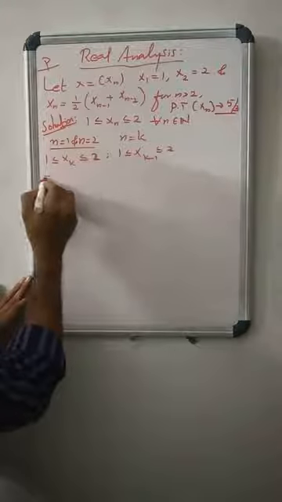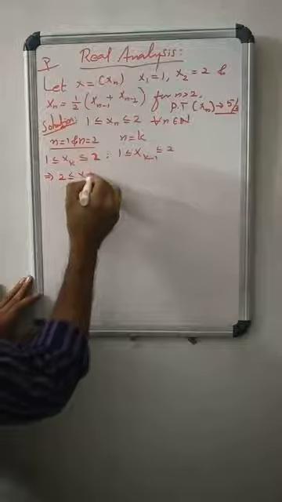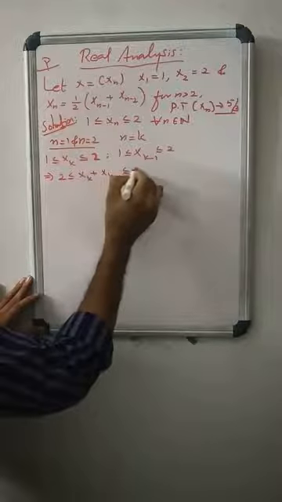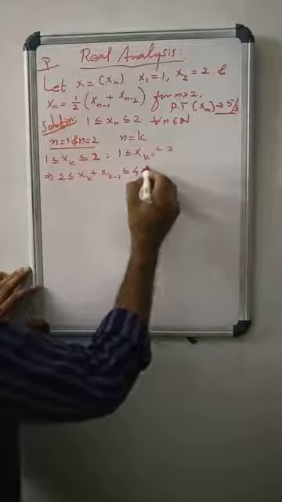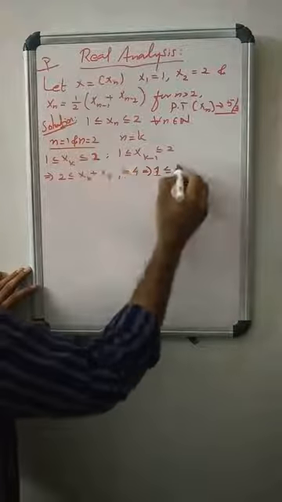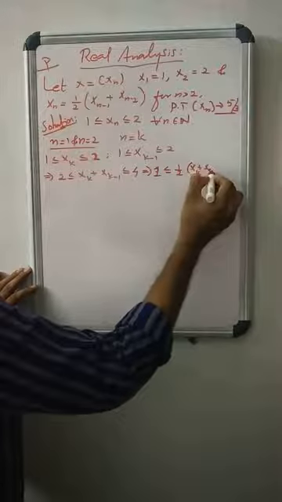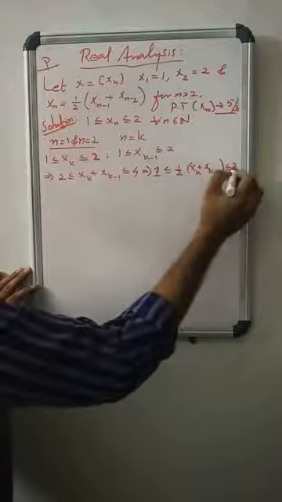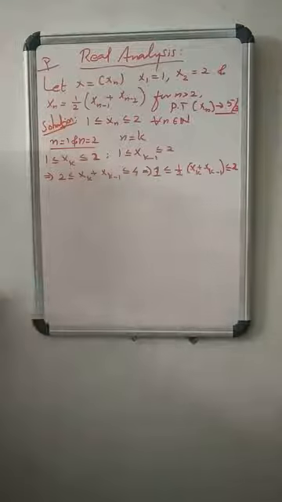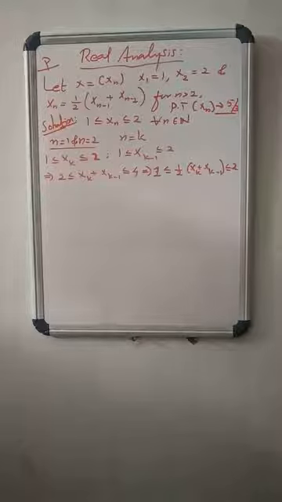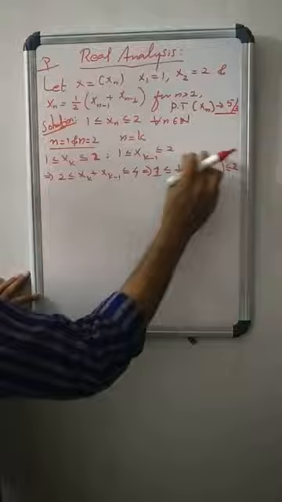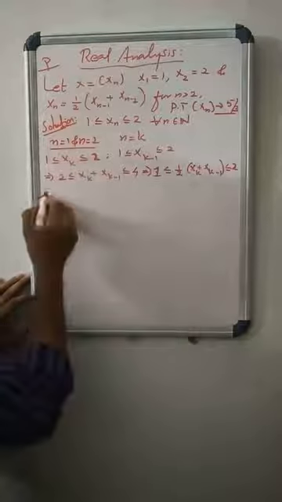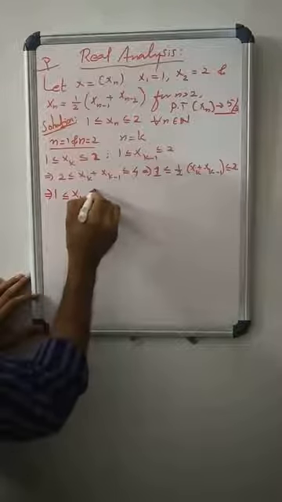Since it is true for every natural number up to k, we also have 1 less than or equal to xk minus 1 less than or equal to 2. Agree? On addition, what do you get? 2 less than or equal to xk plus xk minus 1 less than or equal to 4. Dividing by 2, 1 less than or equal to half of (xk plus xk minus 1) less than or equal to 2. Half of xk plus xk minus 1 is xk plus 1. So 1 less than or equal to xk plus 1 less than or equal to 2.